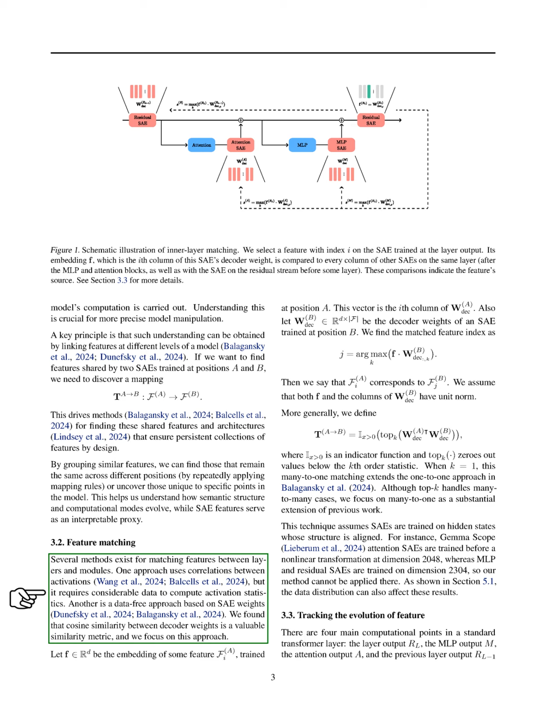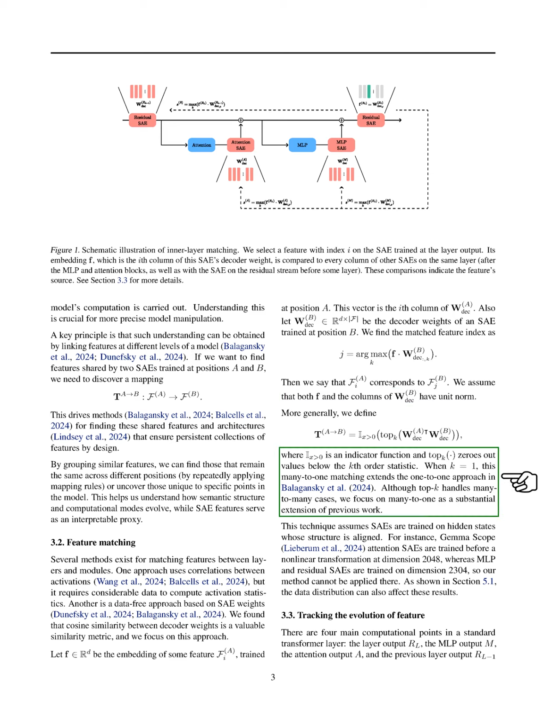We find that using cosine similarity between decoder weights is an effective way to measure similarity. To match features, we define a process where we identify the corresponding feature index based on the cosine similarity of the embeddings. We assume that both the feature vector and the decoder weight columns have unit norm. We also introduce a more general matching approach that allows for many-to-one correspondences, extending previous methods. However, we note that our technique is limited to cases where the structures of the hidden states are aligned, and variations in data distribution can also impact our results.